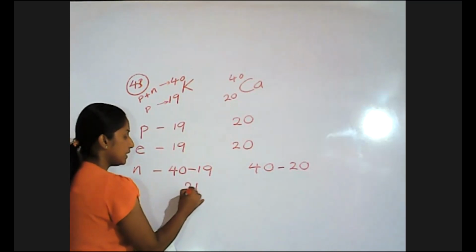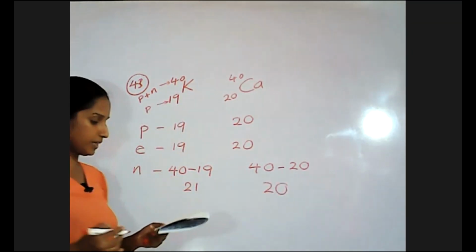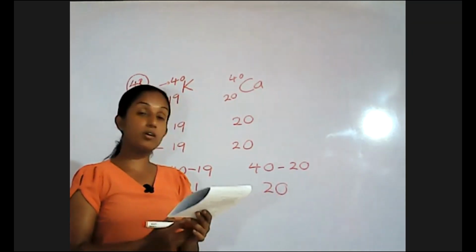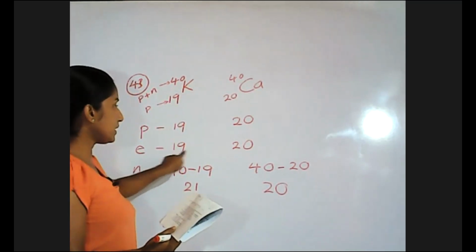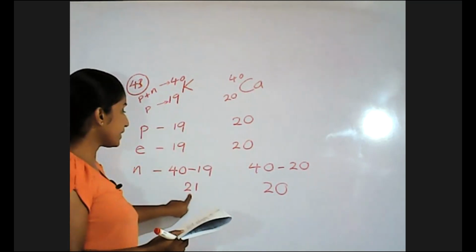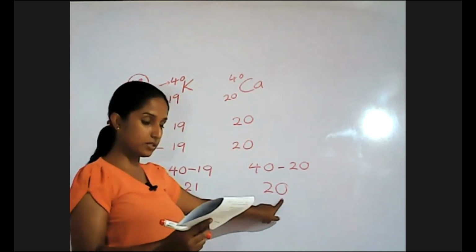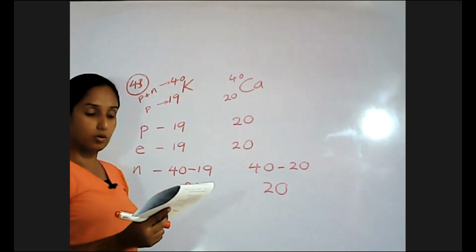Here, what is the answer? 21, here 20, right? Now we can select the answer. Which of the following is equal? Number of electrons, is it equal, 19 and 20? No, wrong. Number of neutrons, 21 and 20? No, that is wrong.